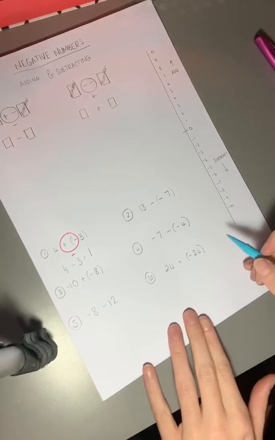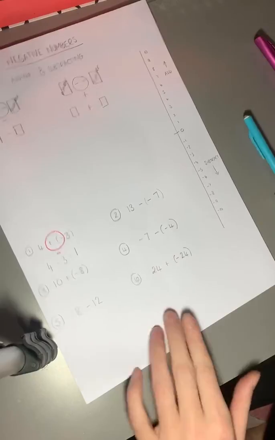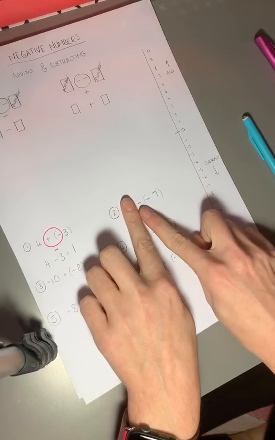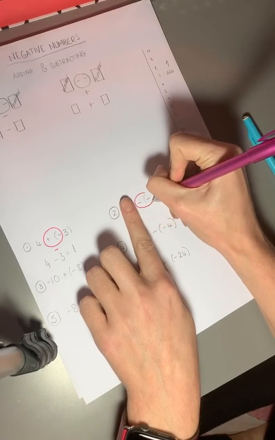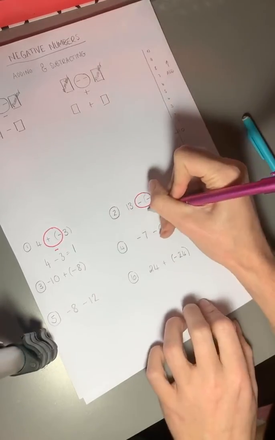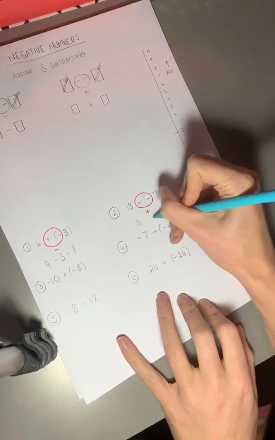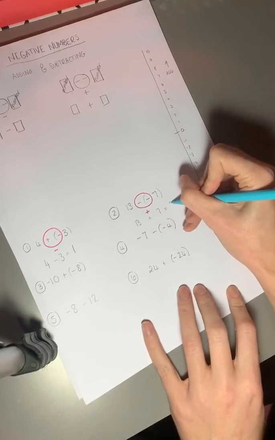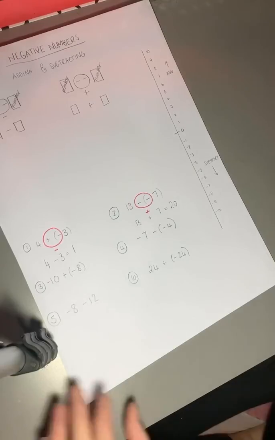So question 2, I've got 13 take away -7. Okay, so again, I'm going to ignore the numbers and just look at what's happening in between. So I've got a takeaway sign and a takeaway sign. And according to my rule up here, that tells me I'm going to add. So that changes into 13 add 7. And 13 add 7 is 20. So we can work that out quite easily.